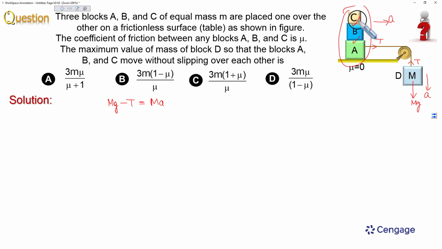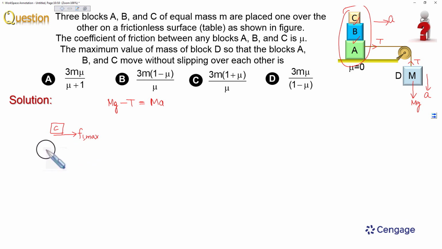Now consider the free body diagram of block C first. This block is moving in the rightward direction. Friction should be responsible for the motion of this block, so the friction force on this block should act in the forward direction. Let us write this friction as F1, and we are interested in calculating the maximum possible value of the mass of block D. That means the friction between the blocks should be considered as maximum. Maximum friction force means limiting friction, so let us write F1 max.